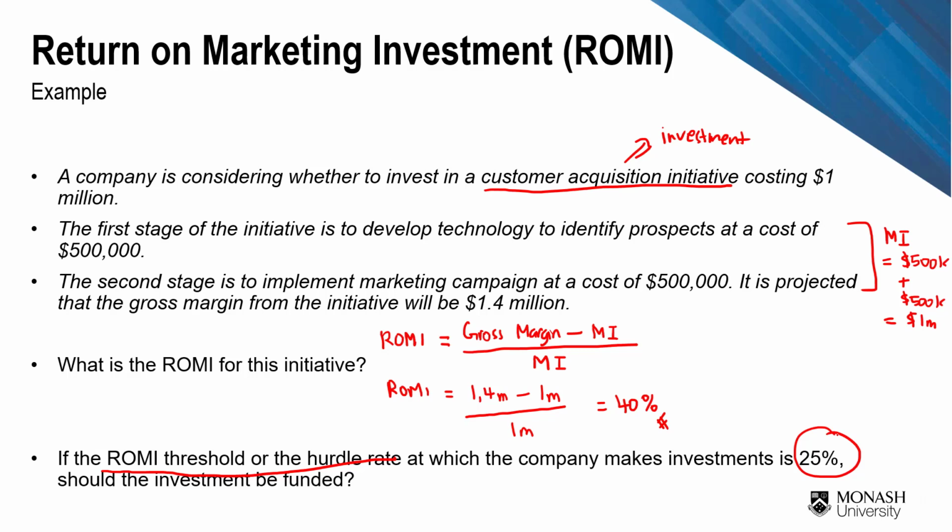So because of that, here we have a ROMI of 40%, which is technically higher than 25%. So should the investment be funded? Then obviously it is yes, right?